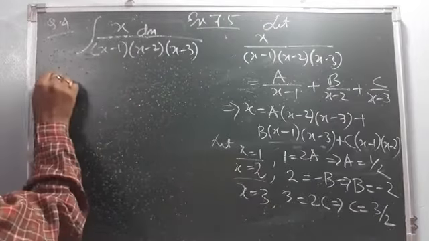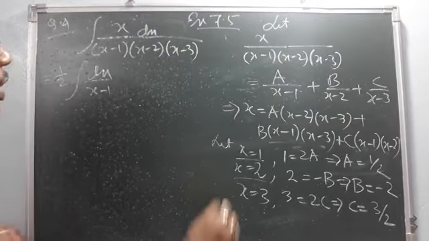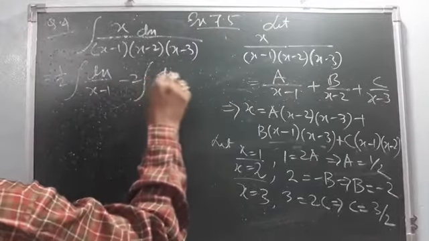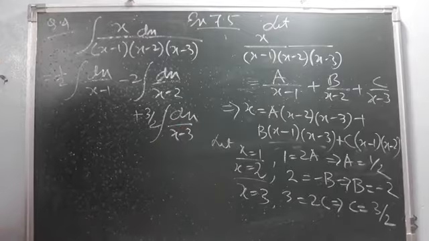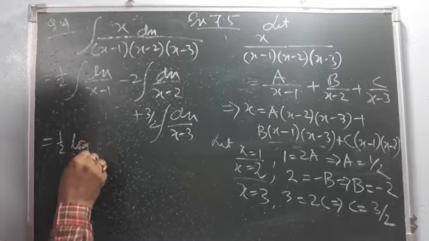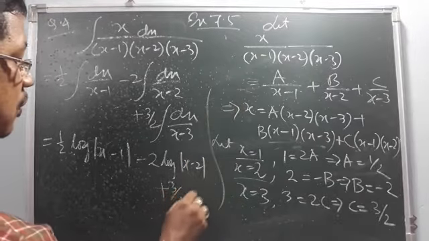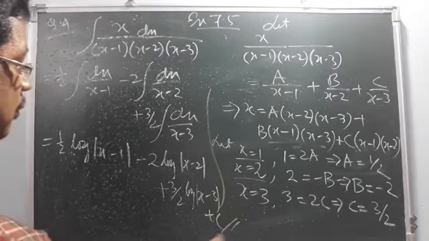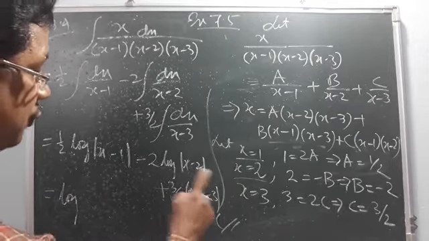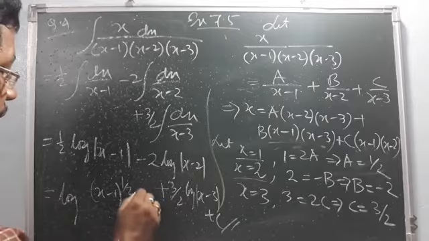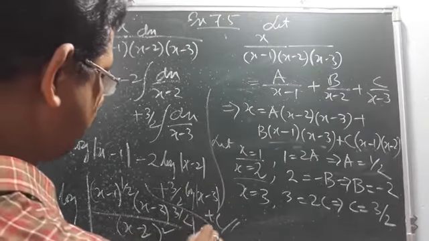Now we will replace all these things. This is A by x minus 1, so A is half. You write half integration dx by x minus 1. Then B is minus 2, dx by x minus 2. C is 3 by 2, so it is 3 by 2 integration dx by x minus 3. Now our procedure of doing this: half log modulus x minus 1, minus twice log modulus x minus 2, and this last one log modulus x minus 3, times 3 by 2, plus C. You can skip here, or you can merge all the logarithms, and it will be x minus 1 to the power half, x minus 3 to the power 3 by 2, whole thing divided by x minus 2 square. So this plus C is our answer.